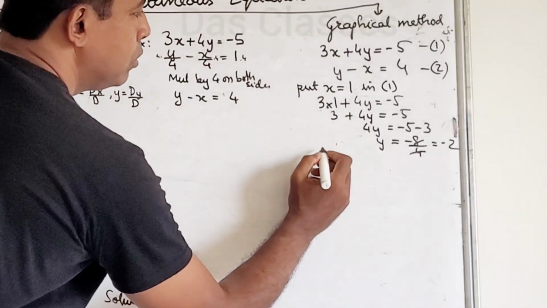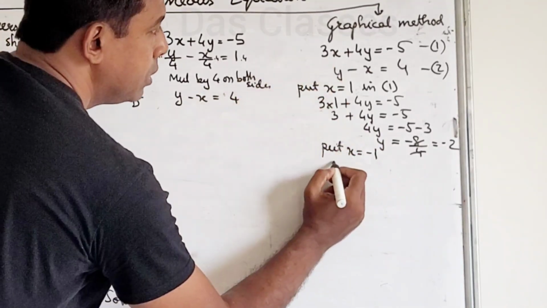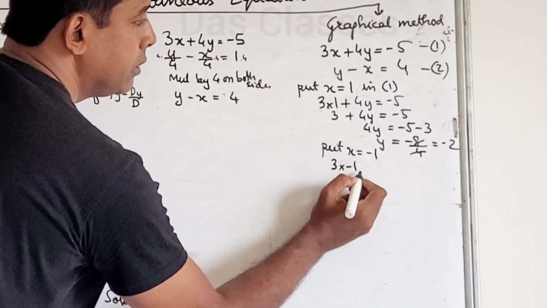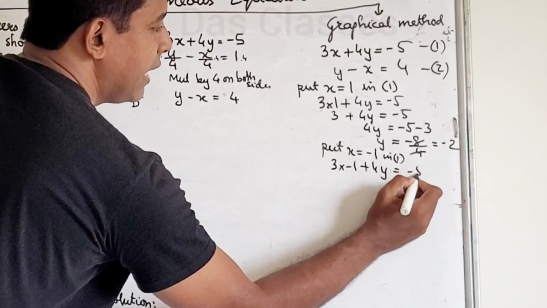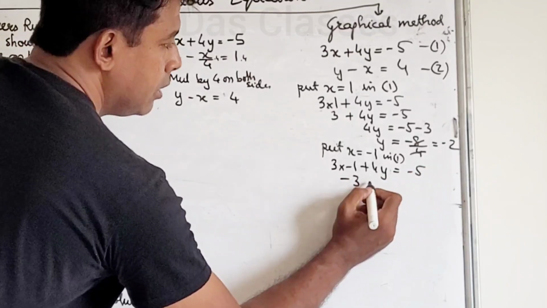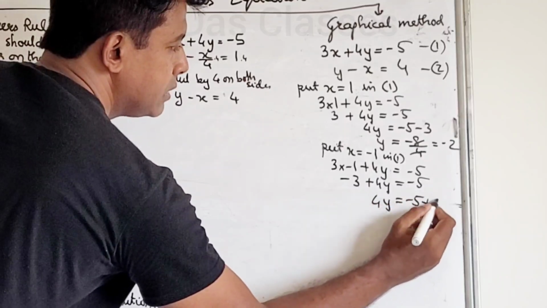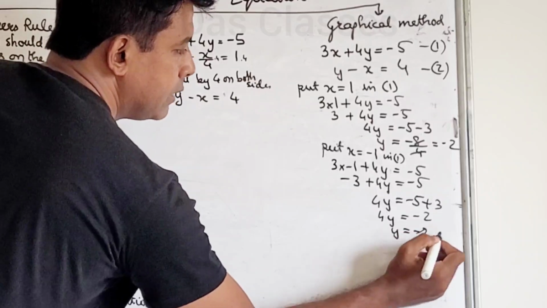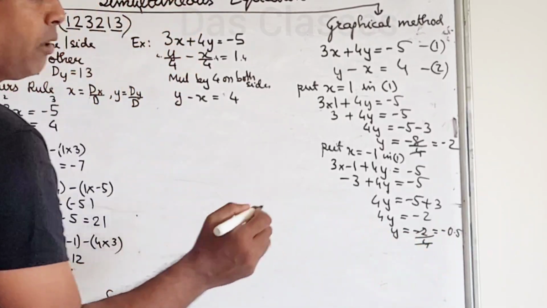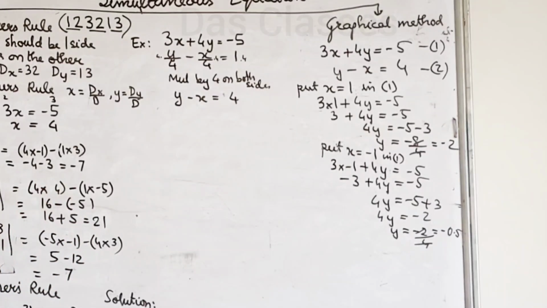You have to take another value. So let's put x is equal to minus 1 in 1. So 3 into minus 1 plus 4y is equal to minus 5. So that is going to be minus 3 plus 4y is equal to minus 5. So 4y would be minus 5 plus 3. So 4y would be minus 2. Y would be minus 2 upon 4, that is minus 0.5. We need perfect answers. Even if it's in decimal, it's okay, but we should get perfect answers.